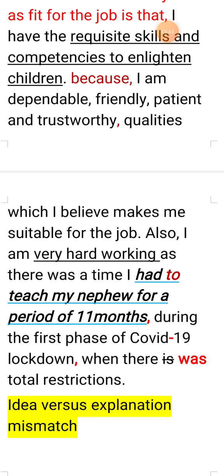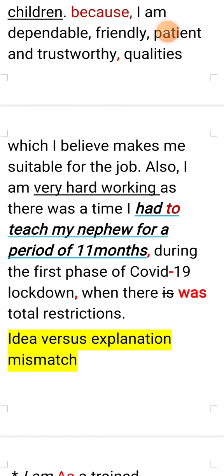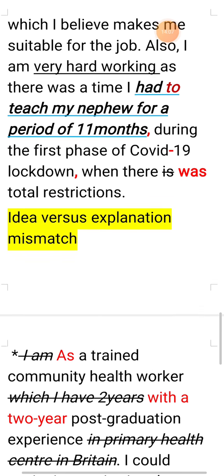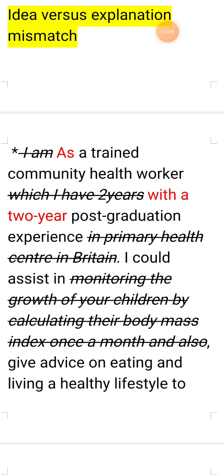You have great teaching skills, you have the experience. Those are two ideas already, and you want to be able to write them in such a way that it is responding to the question, and then you explain it further. So that's what I mean by idea versus explanation mismatch. Make sure that your idea and the explanation you give to it match, and you should do that in all the bullet points.